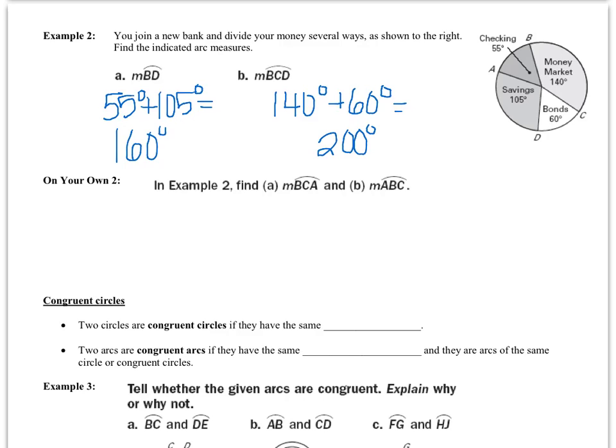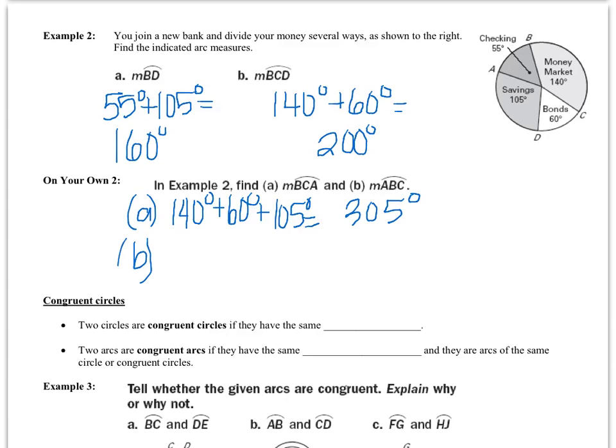Okay, in example 2, find A, the measure of arc BCA. We know we're going to go around this way because it's a major arc. If we went this way, that'd be a minor arc. So it's all three of those pieces. This is A: 140 degrees plus 60 degrees plus 105 degrees. My total there is 305 degrees.